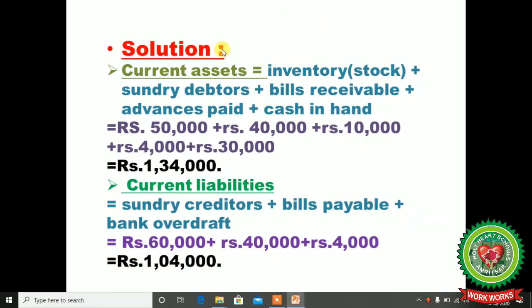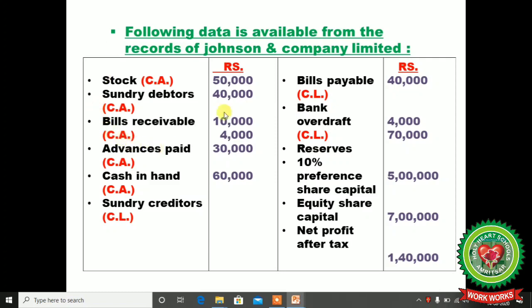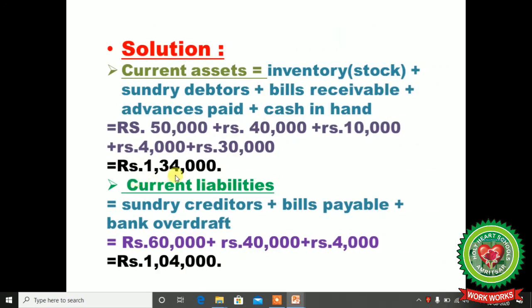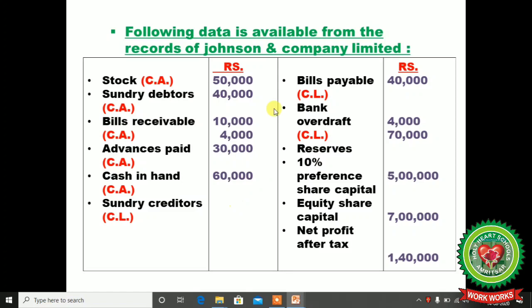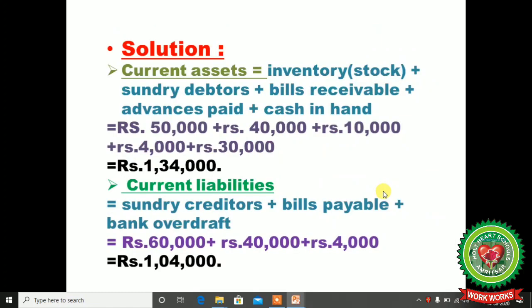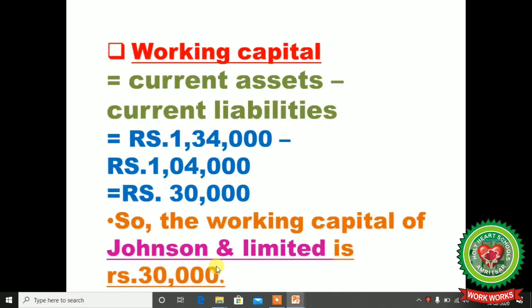Next, the solution. How to find out the working capital? First of all, add up all the current assets in the statement given to you: stock, debtors, bills receivable, advance, cash in hand. The total of current assets is 1,34,000. Now it's time to find the current liabilities. Add all the current liabilities: creditors, bills payable, bank overdraft. The total of current liabilities is 1,04,000. Apply it in the formula, current assets minus current liabilities: 1,34,000 minus 1,04,000 is 30,000. So the working capital of Johnson and Company Limited is 30,000.